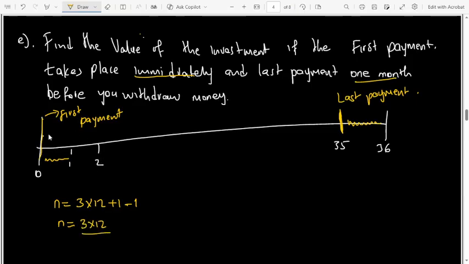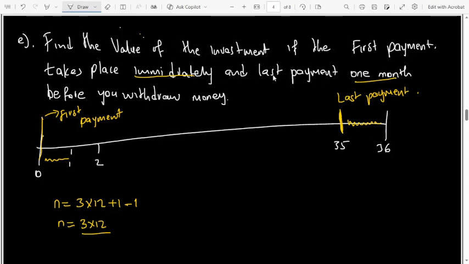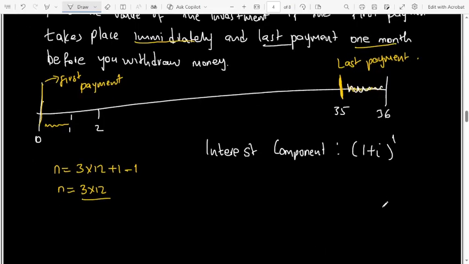So they're just trying to play with your mind. Right? So now, do we have the interest component? Yes or no? And the answer is yes. Why? Because they mentioned the last payment. So since they mentioned the last payment, we do have an interest component. So the interest component, remember, it's 1 plus i to the power number of months that we're gonna leave that money, which is 1.